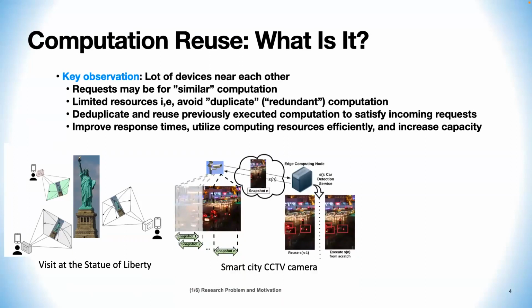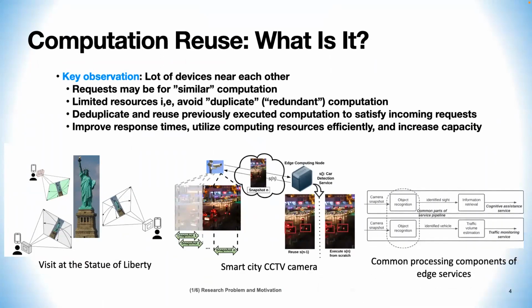Another use case is a traffic monitoring system in a smart city where each CCTV camera takes multiple snapshots per second. Subsequent snapshots should be very similar to each other and may result in the same output. Another use case can be that an edge network provides multiple services which have different results but have some common components. The common components of these services can have the same result with similar input data.